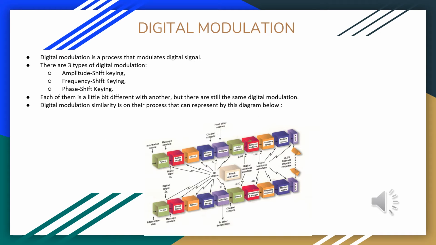Next, we are going to talk about digital modulation. Digital modulation is a process that modulates a digital signal. There are three types of digital modulation, which are amplitude, frequency, and phase shift keying. Each of them is a little bit different from the others, but they are still the same digital modulation. You can see how it works in the diagram below.